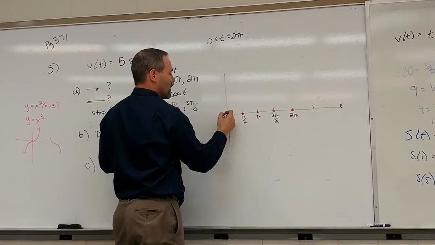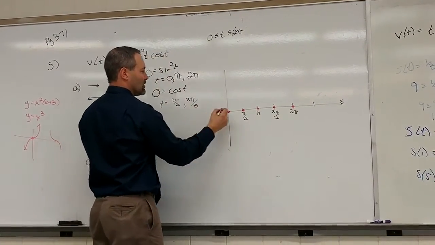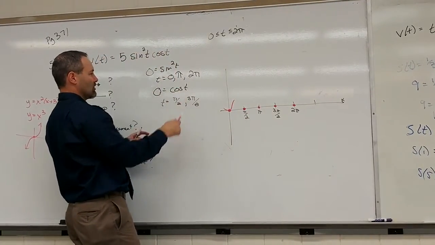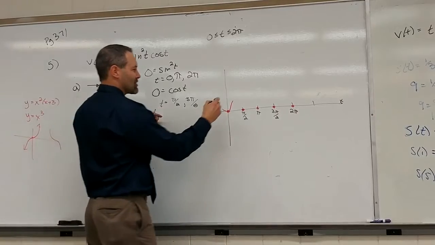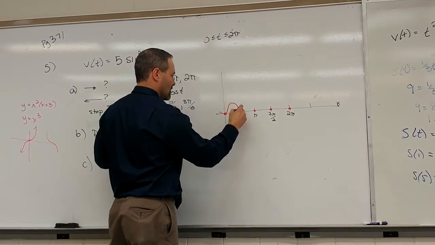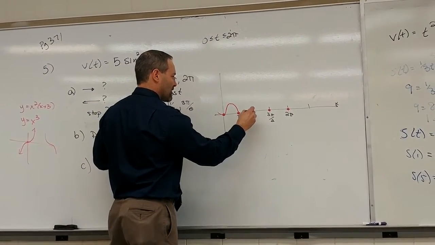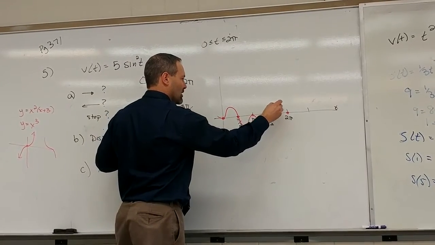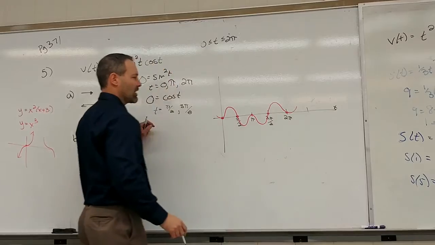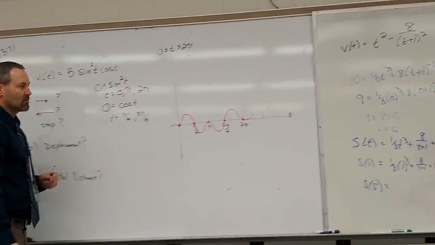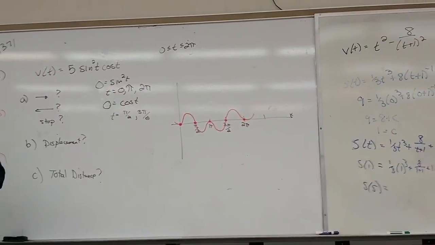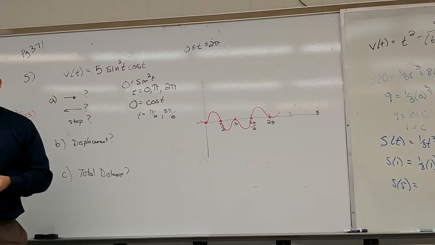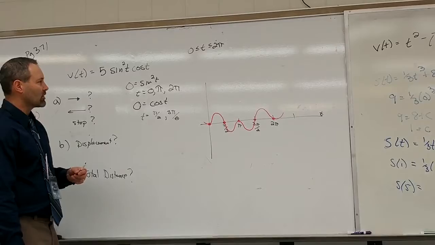So we're bouncing off at 0. Then at pi over 2, it goes through. It's going to bounce off at pi, go through at 3 pi over 2, and then bounce off at 2 pi. Hey, there's a sketch. You could verify if you wanted to type it into your calculator, but that's kind of what it would look like.